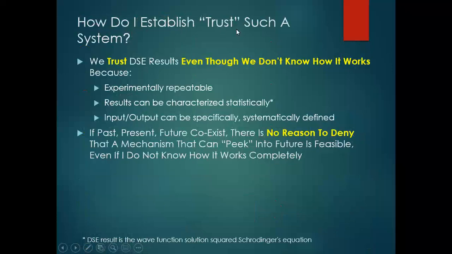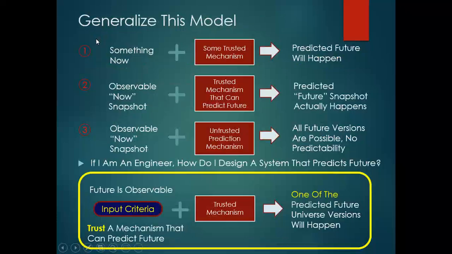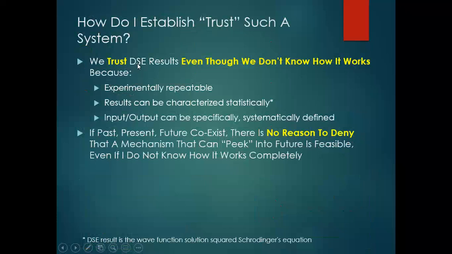So how do I establish trust in such a system? How do I get this trusted mechanism? How do I build this? Well, we trust the double slit experiment result, even though we don't know how it works. Why? Experimentally, it's repeatable. You can do it, I can do it, some physicists 100 years ago could do it, so it's repeatable. Another reason is the results can be characterized statistically. I put the asterisk here because that DSE result is actually a wave function that's predicted by Schrodinger's equation. So the third characteristic of DSE is that input-output can be specifically and systematically defined.